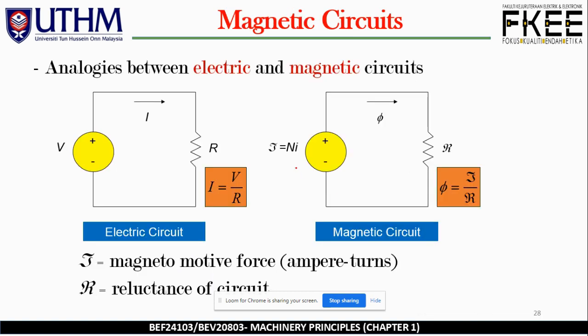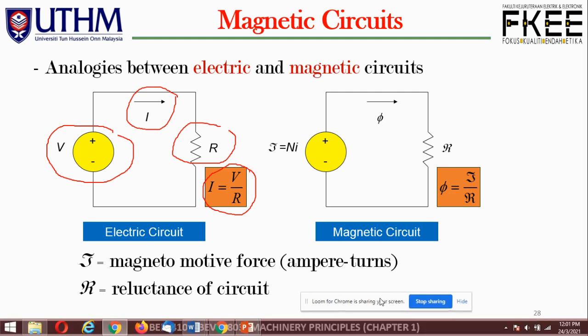So now we come to another subtopic of magnetic circuits, another milestone: analogies between electric and magnetic circuits. Here we have the diagram of an electric circuit consisting of a voltage supply, the current I, as well as the resistance R. So we are able to come up with Ohm's law, where V equals IR, or I equals V over R.